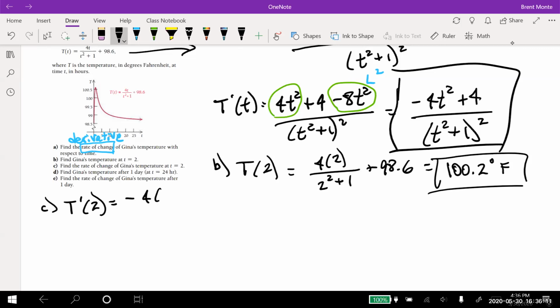So negative 4 times 2 squared plus 4 over 2 squared plus 1 squared. Again, remember, top has to be all one piece before you do that division. So I get negative 4 times 2 squared plus 4. So the numerator is negative 12 divided by, and that's going to be 25. But we can plug that on, it's negative 0.48.